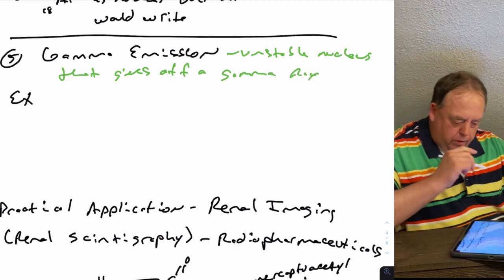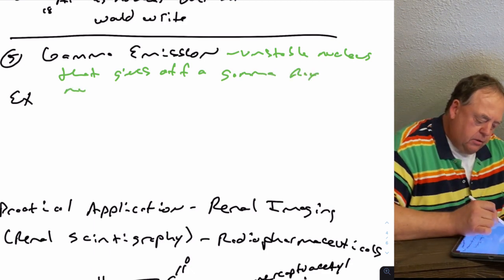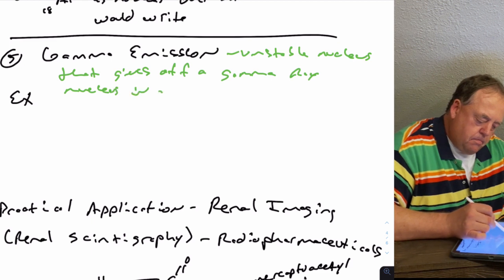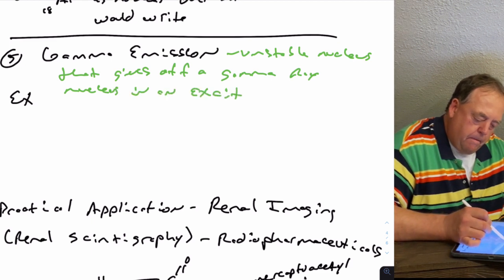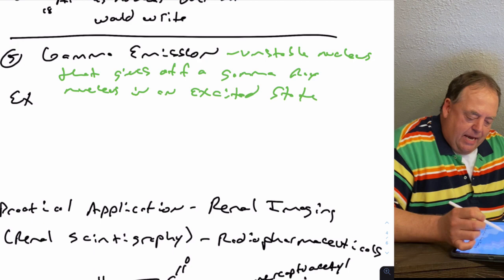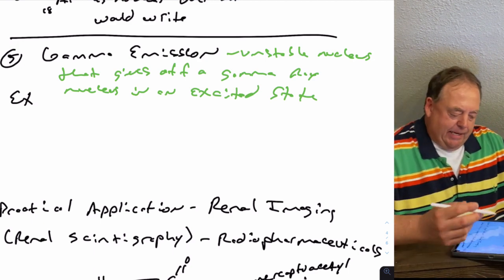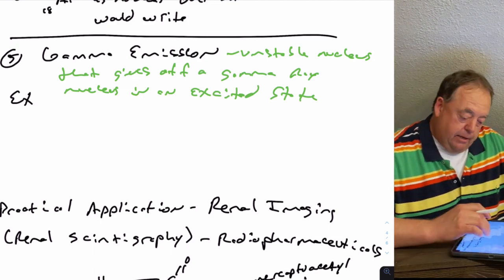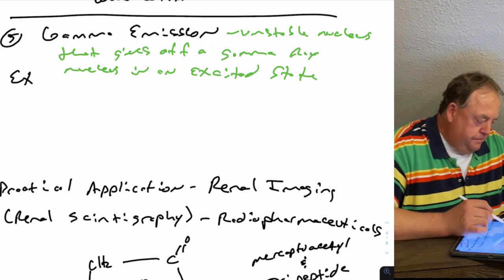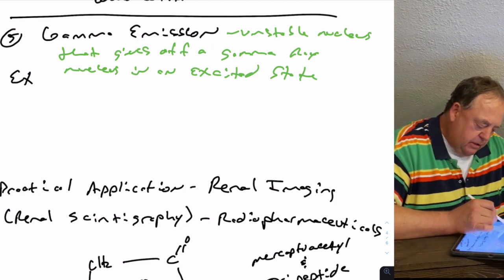That gives off a gamma ray, and this will typically be in a nucleus in an excited state. So nuclei can be in excited states just like electrons can be in excited states. Okay, so an example of something that does this is 99mTc.